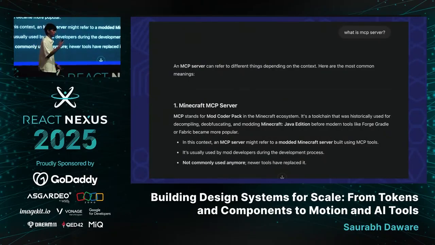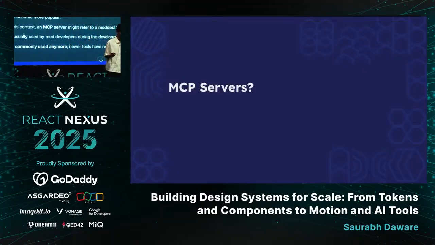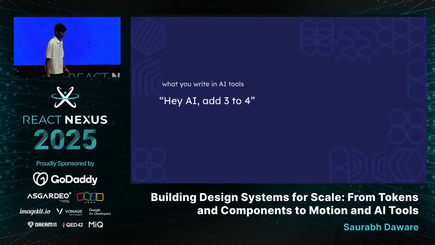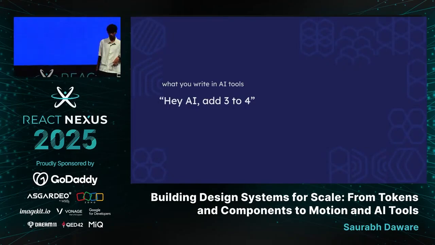If you go and ask ChatGPT what is MCP server, it says it's Minecraft Mod Coder Pack, which is a fun thing about AI. It's changing so fast that the AI models themselves are not able to keep up. ChatGPT doesn't know what MCP is. So what exactly are MCP servers? Let's say you write this in your AI tool. You say, hey AI, add 3 to 4. That's an English prompt now.